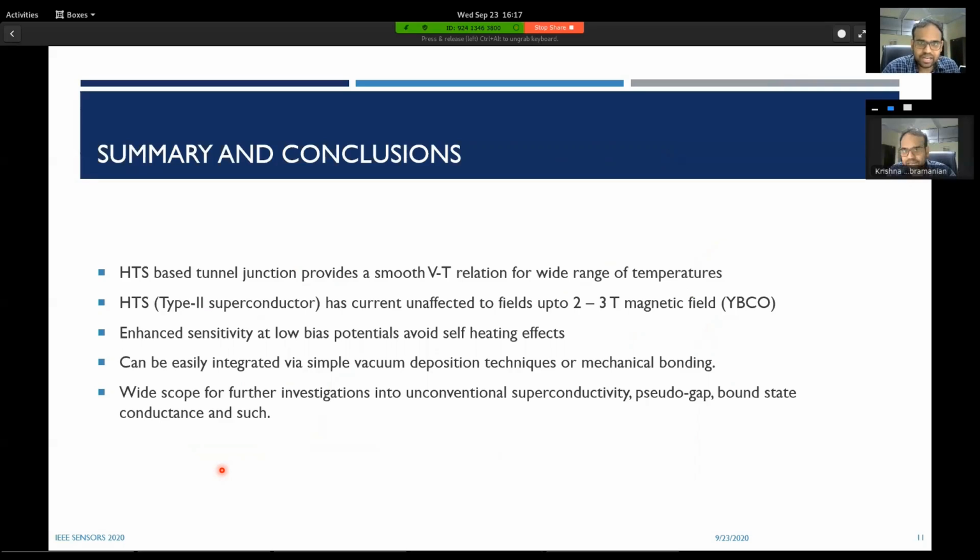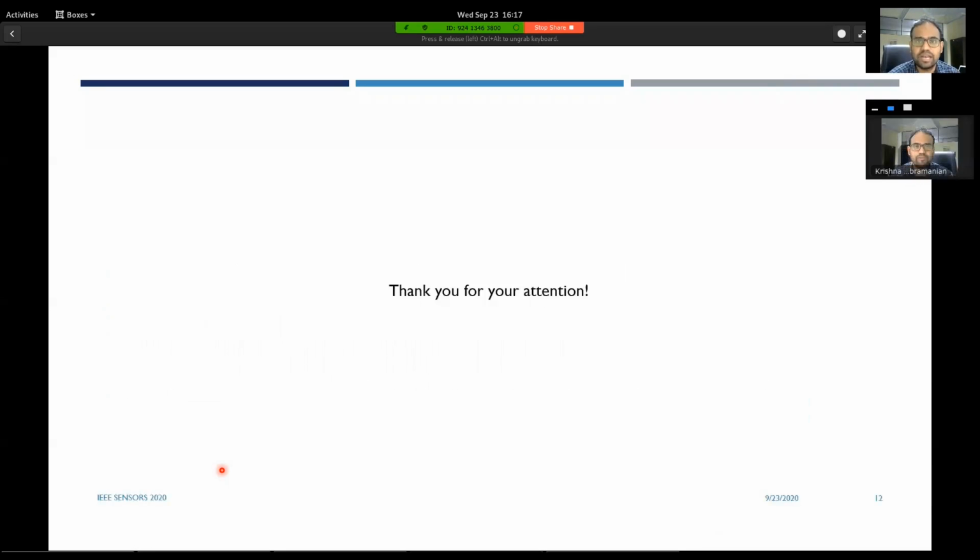It can be easily integrated because it can be vacuum deposited. The deposition techniques of IPCO are well mature, and it has wide scope for investigations into unconventional superconductivity like pseudogap, bound states, and such, because it is a device which can incorporate a scientific novelty into a technological one. With this, I thank you for your attention and I'm open to questions.